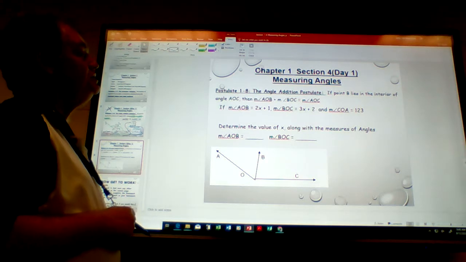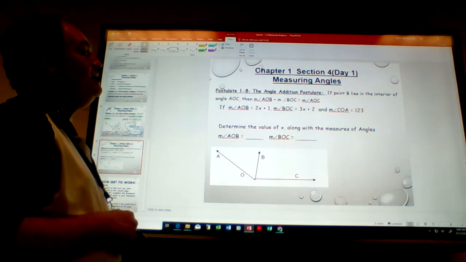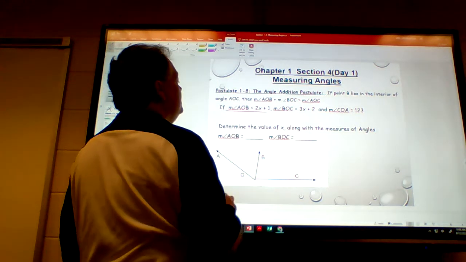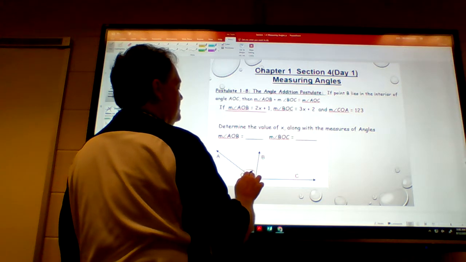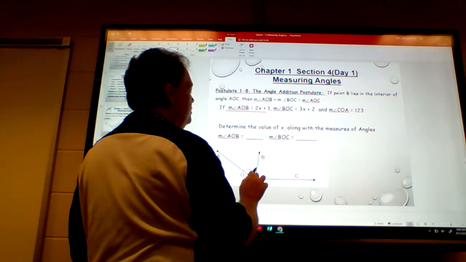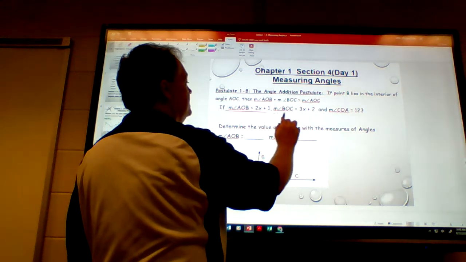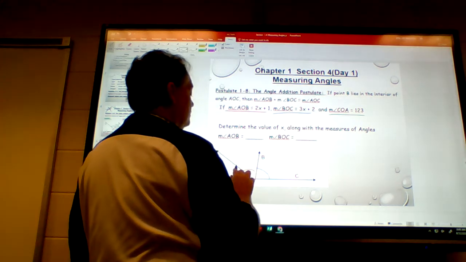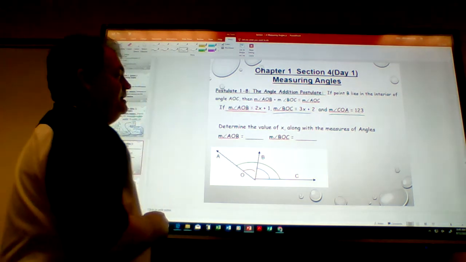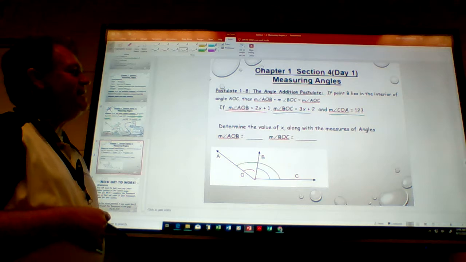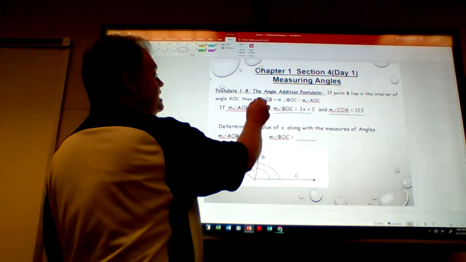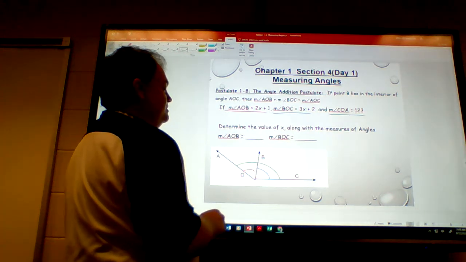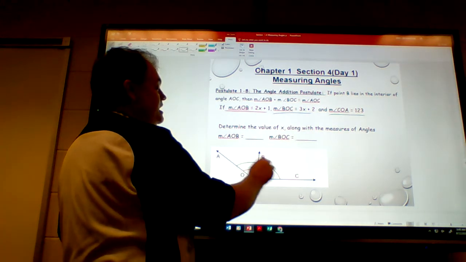Now, this is the same question we had before, but this time we have a little bit different wording. So we'll keep the red angle as AOB, and that is right there. Blue is BOC, it is right there. And COA is the green angle, it's right there. All right, so the first thing we have to do is use our formula: the measure of AOB plus the measure of BOC equals the measure of AOC. That's red plus blue equals green.